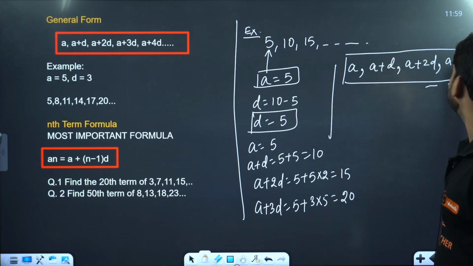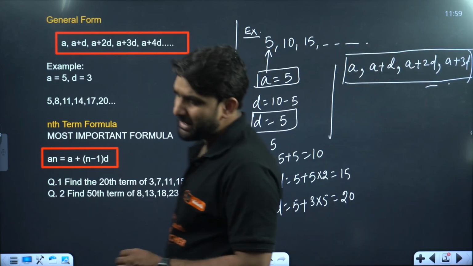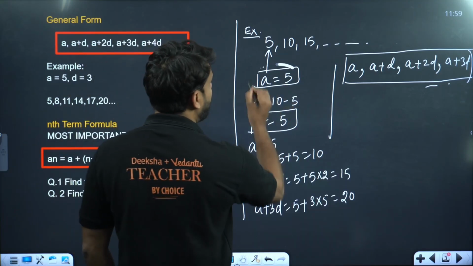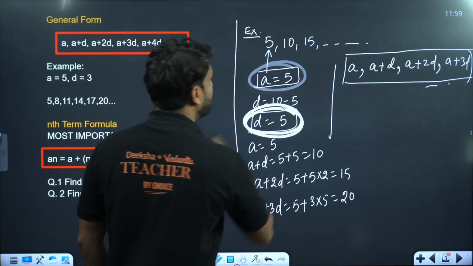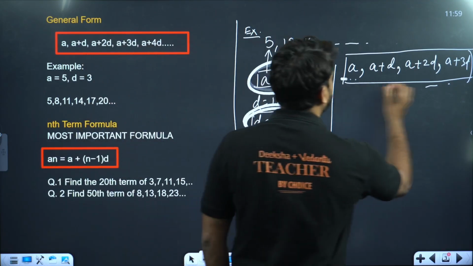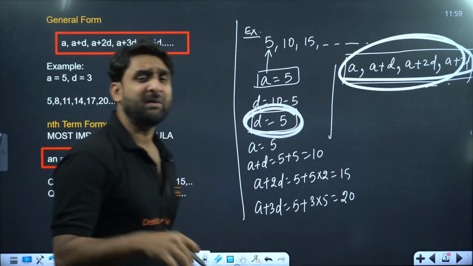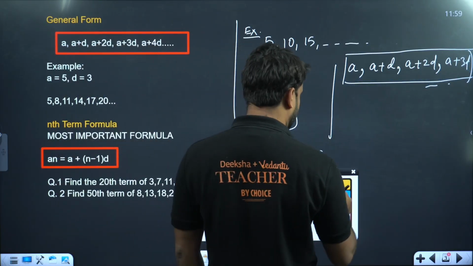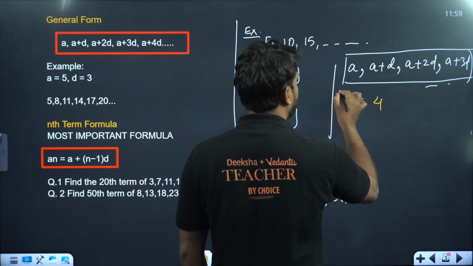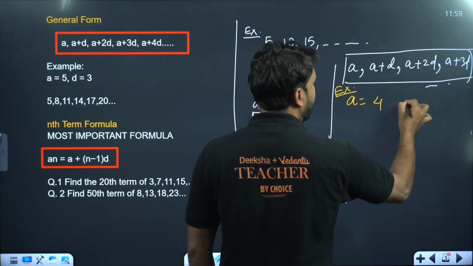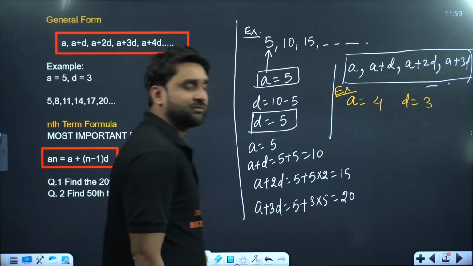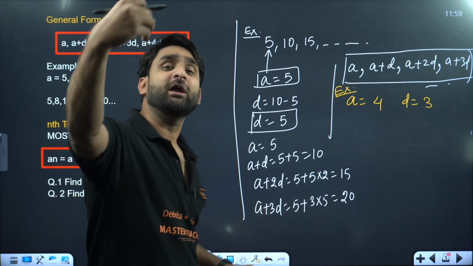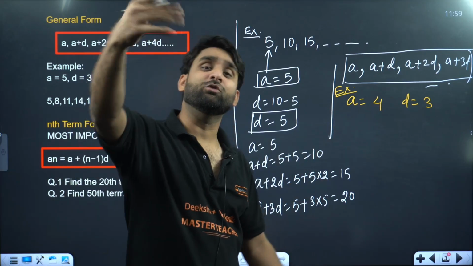So my dear students, my intention here is to find the AP. To find the AP, you just require A and D only. If you have A and D, you can find any AP. For example, if I give you A equal to 4, and I have given you the common difference also, common difference is 3. If you have A and D, you can find the AP. Any term you can find out.